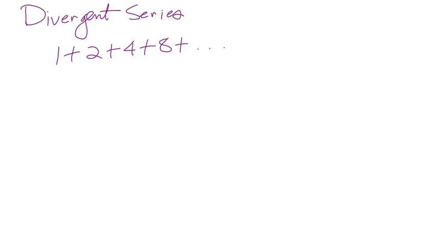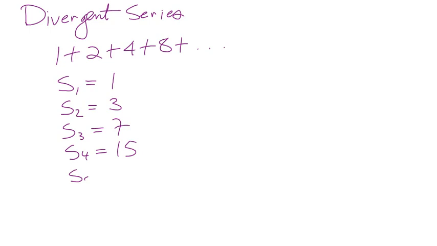Now we're going to add a third formula, but not yet. We're going to define divergent first. Okay, so what's S1? What's S2? What's S3? What's S4? What's S5? 31. As I keep going, what's going to happen? It's going to get bigger and bigger and bigger, so we call that divergent. It will not approach a fixed value. It's just always going to be larger.